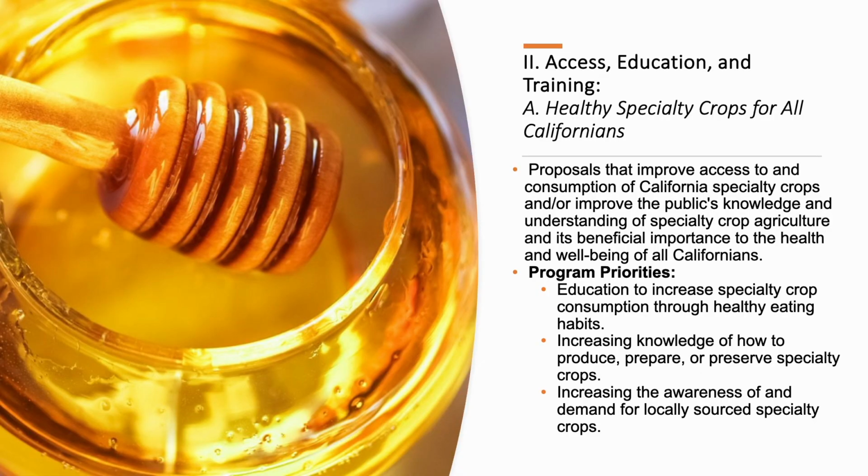The next funding area is Access, Education, and Training. This funding area has 2 funding categories. Funding Category A is called Healthy Specialty Crops for All Californians. Proposals submitted in this category should improve access to and consumption of specialty crops in underserved communities and/or improve the public's knowledge and understanding of specialty crop agriculture and its importance to health and well-being of all Californians. There are 6 program priorities in this category, and these are the first 3.